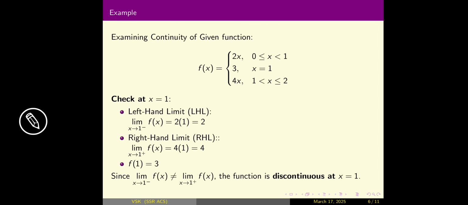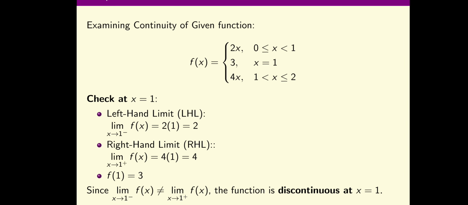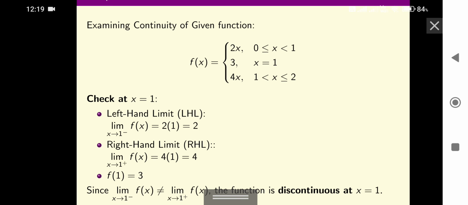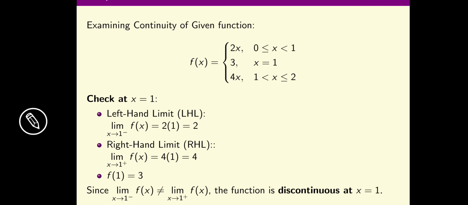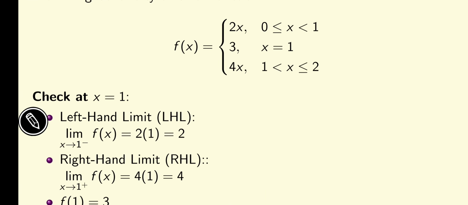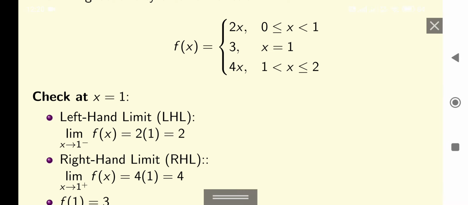Now let us see one more example of this type. It is defined as f(x) is 2x when 0 is less than x less than 1. Its value is 3 when x is equal to 1. Its value is 4x when 1 is less than x less than 2. Now when we calculate the left hand limit at 1, it means x is less than 1.